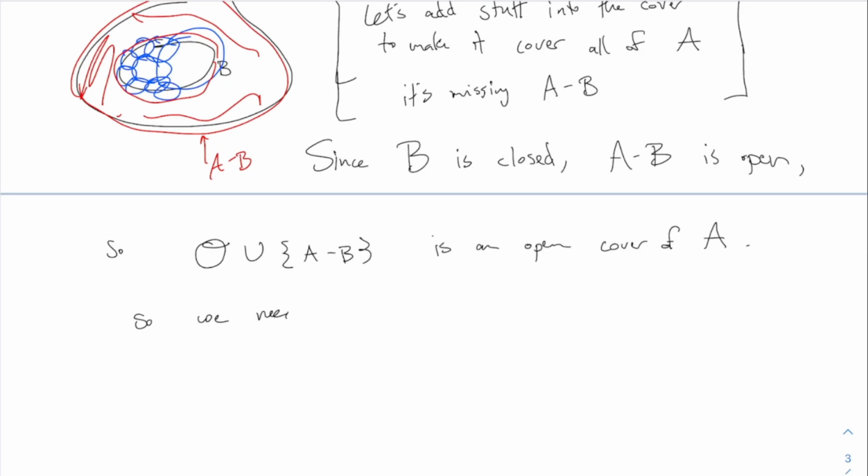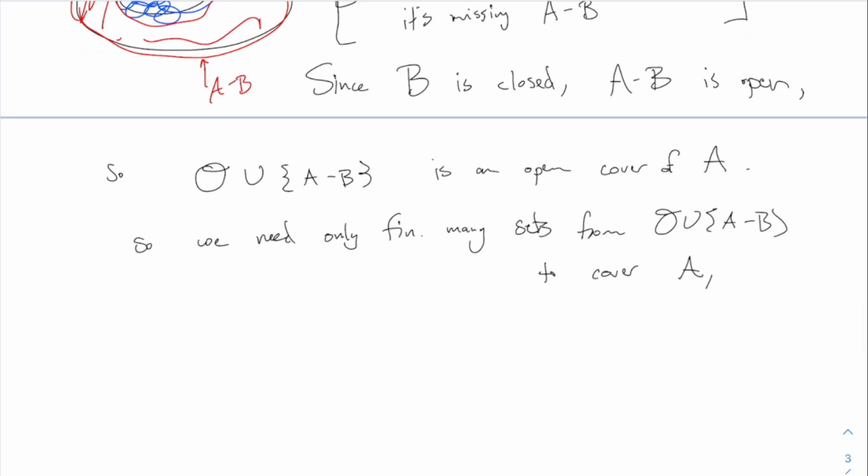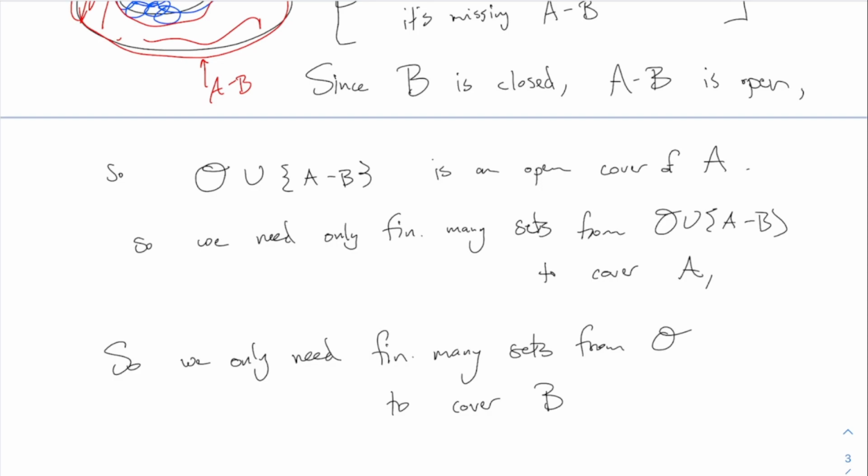So this is an open cover of A. So we need only finitely many sets from O union A minus B to cover A. And what that means is we only need finitely many sets from O to cover B, because this other set doesn't have anything to do with covering B. So that means we only need finitely many sets from O to cover B. And that's what we wanted to show.